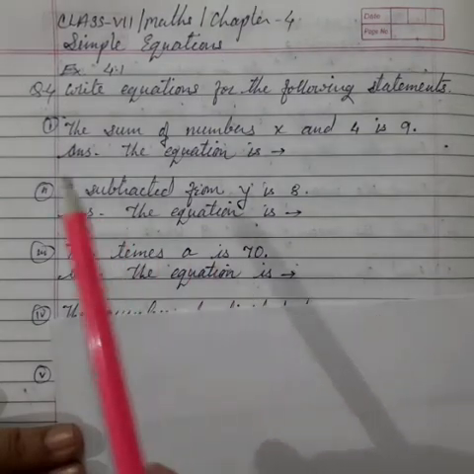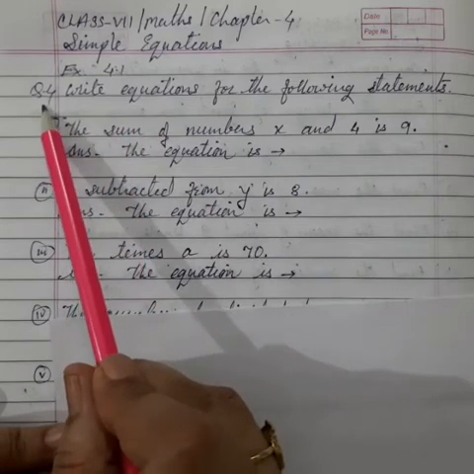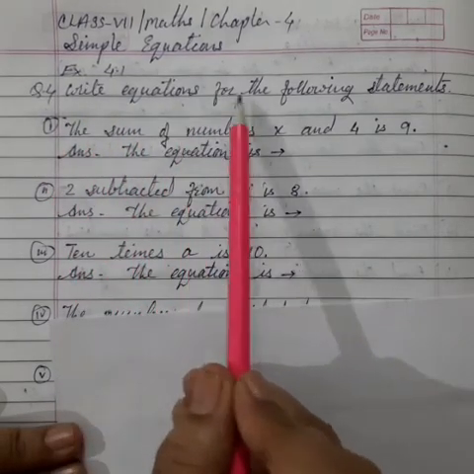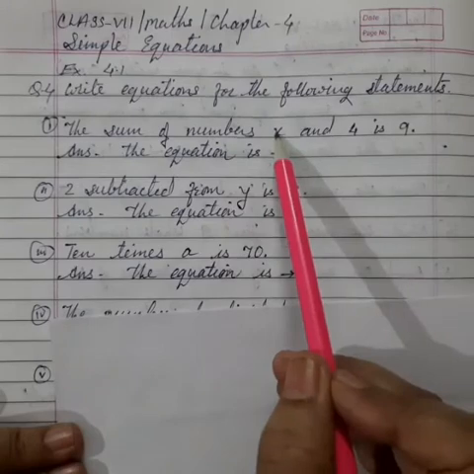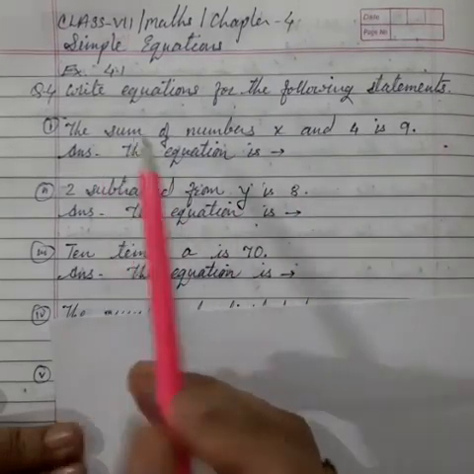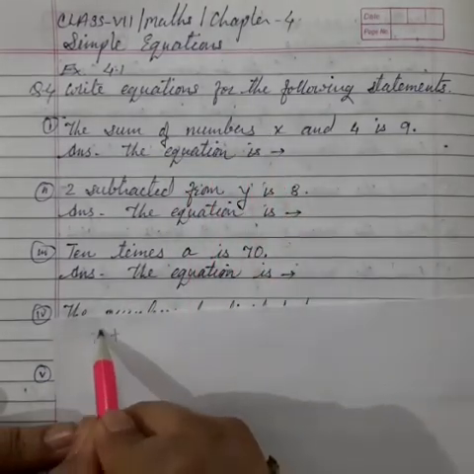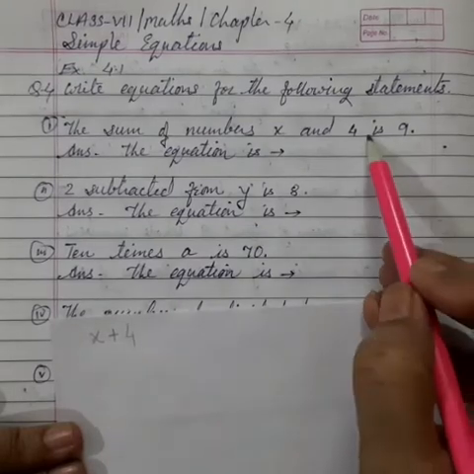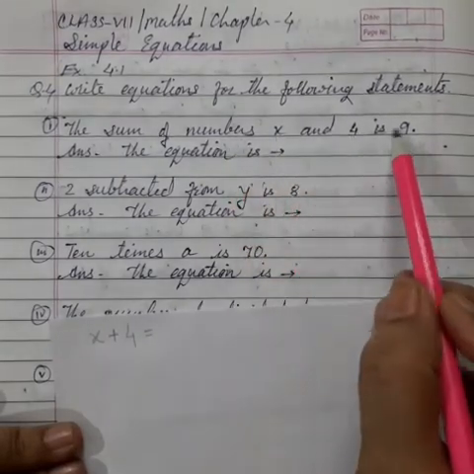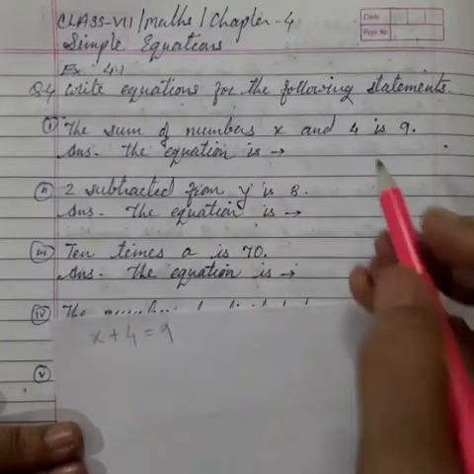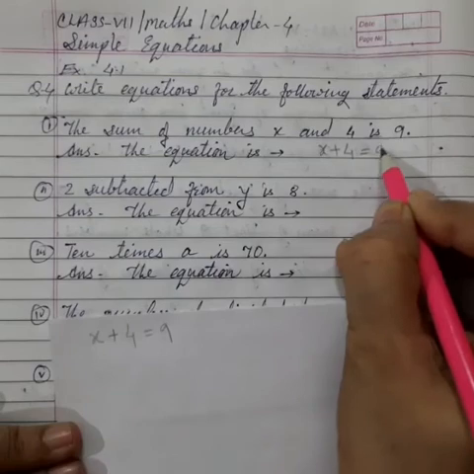Exercise 4.1. Question 1, 2 and 3 of this exercise we already have done in previous class. Coming to question 4. Here we have to write equations for the following statements. First one. The sum of numbers x and 4 is 9. Sum means addition of numbers x and 4. Here meaning of "is" is equal to. So our equation is x plus 4 equal to 9.